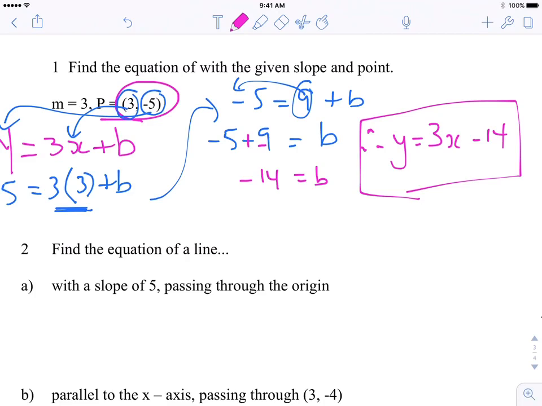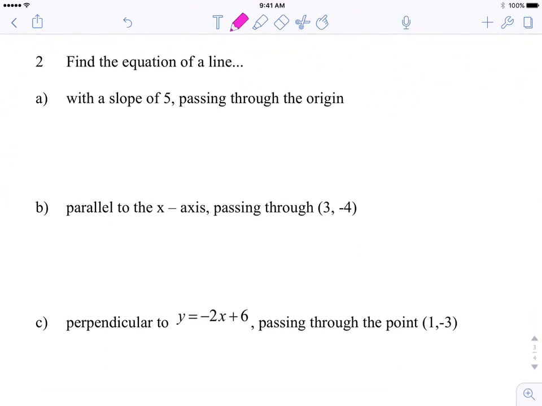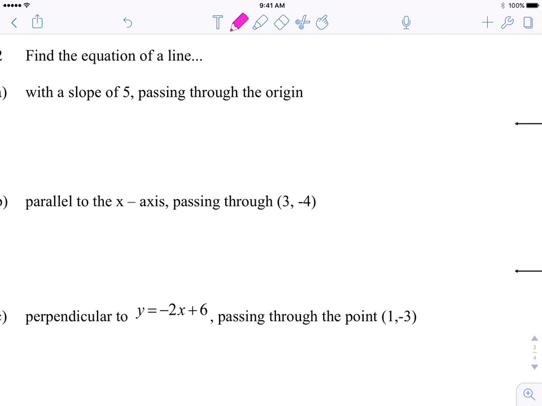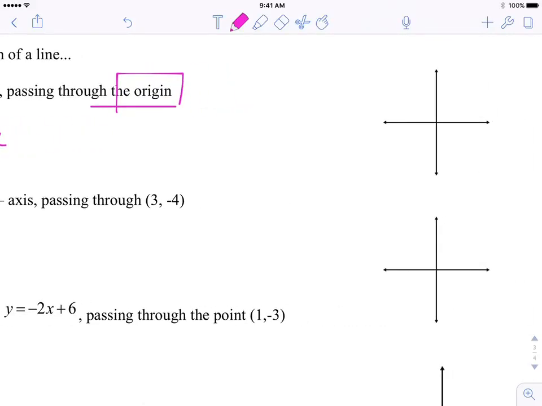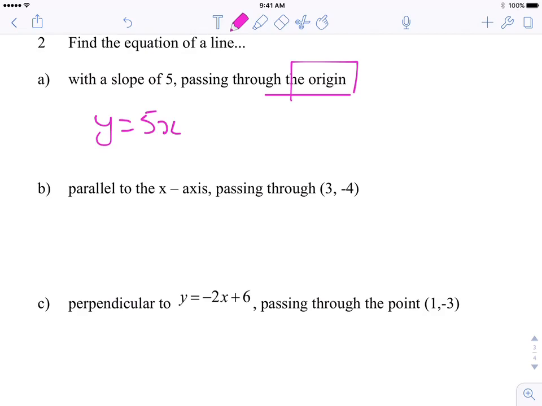Because it has a slope of 3, again, there are an infinite number of lines that could have a slope of 3, but only one passes through the point 3, negative 5. So we plug in 3, negative 5 into the equation. Let's try it again, or you could try this one on your own if you like. These ones are a little bit different. This one has a slope of 5, so we know y equals 5x, but it's passing through the origin, and you know if it passes through the origin, then it's direct variation. But in this case, there is no y-intercept. We won't write plus 0 because it doesn't exist. There's just no use putting it there.